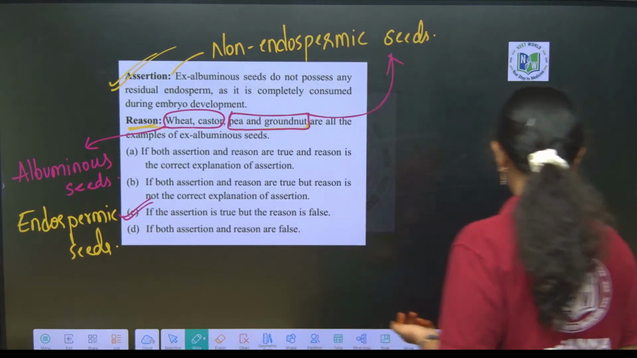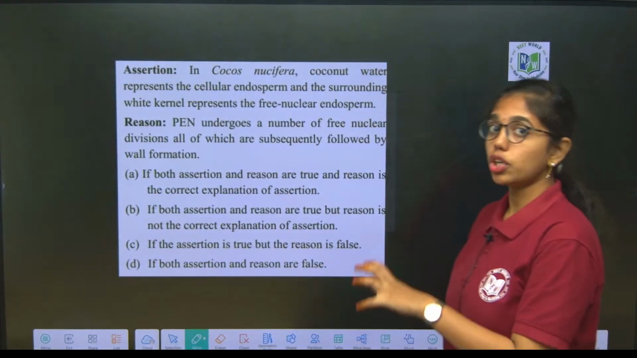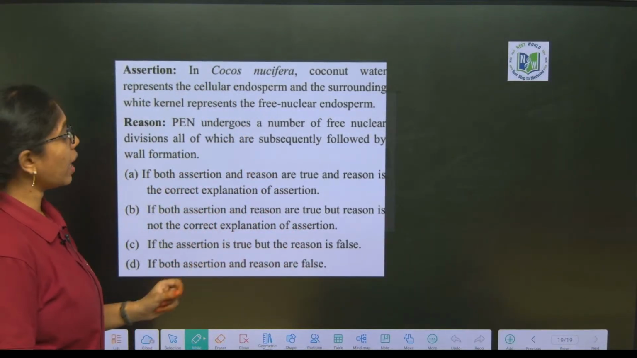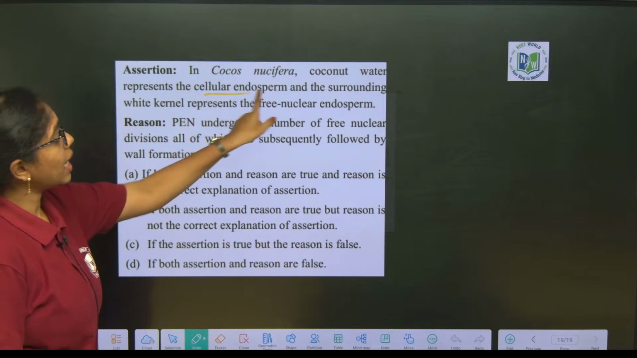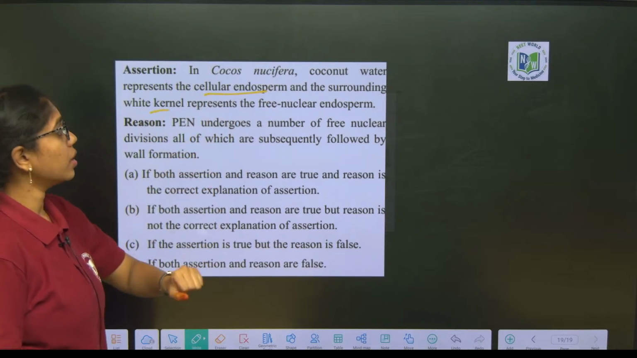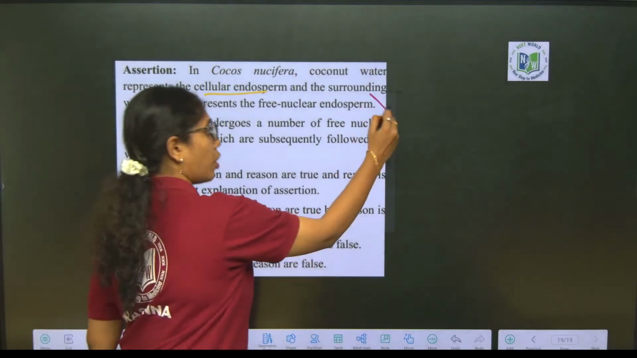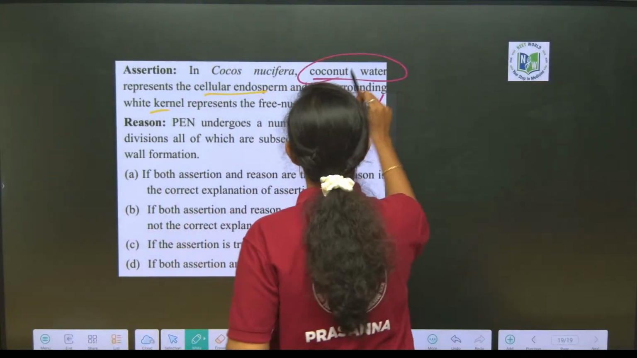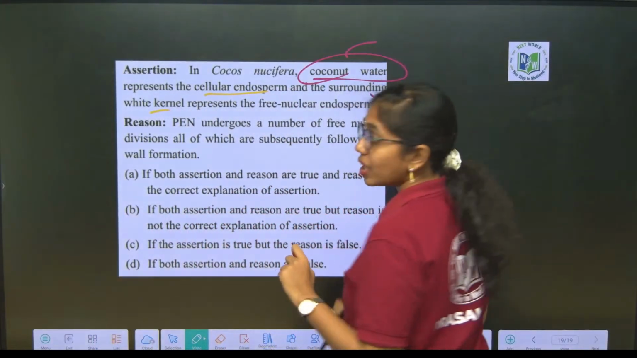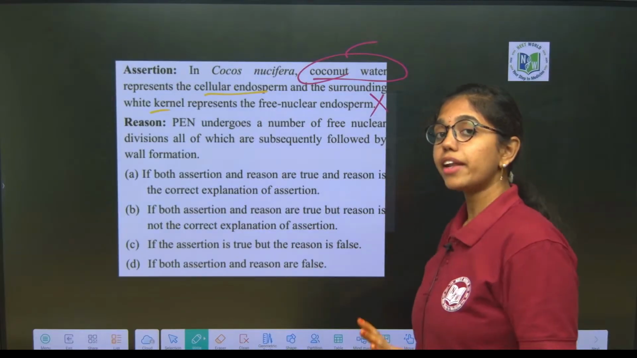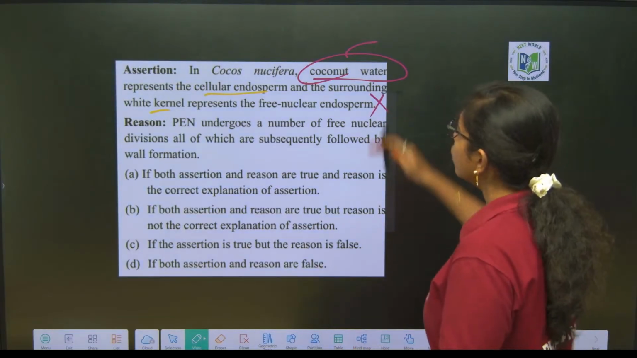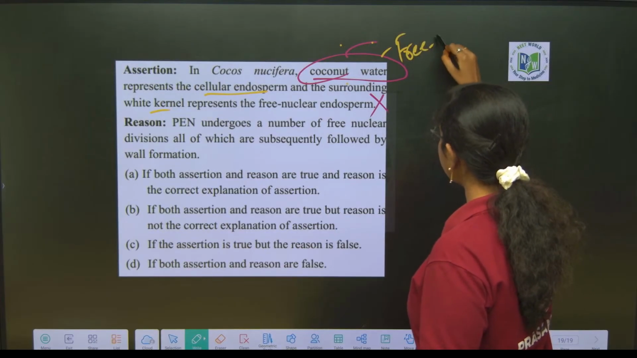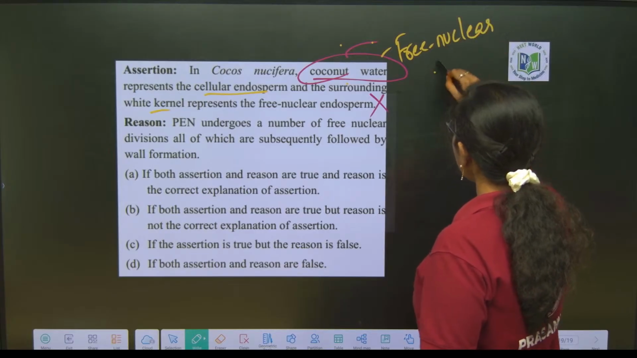Okay. Next question. This is the last question of today's session. Look into that carefully. Assertion: in Cocos nucifera, coconut water represents cellular endosperm, surrounding the white kernel represents free nuclear endosperm. Wrong. If you see Cocos nucifera, coconut water represents free nuclear endosperm, because this is the result of only karyokinesis, cytokinesis will not happen. So, coconut water is an example for free nuclear endosperm.